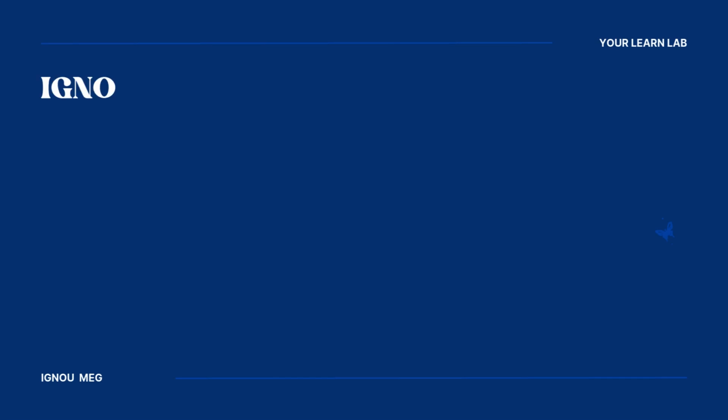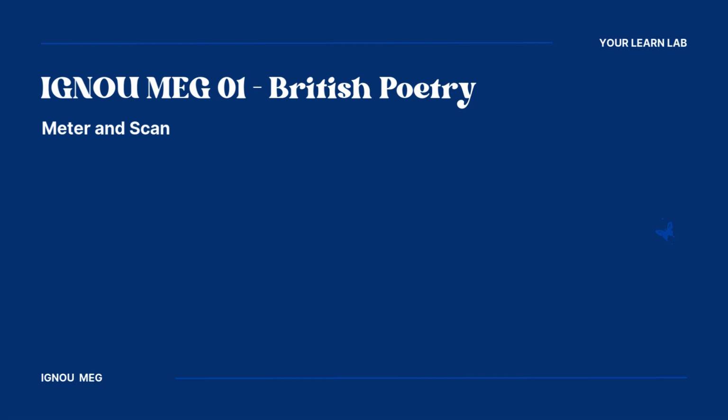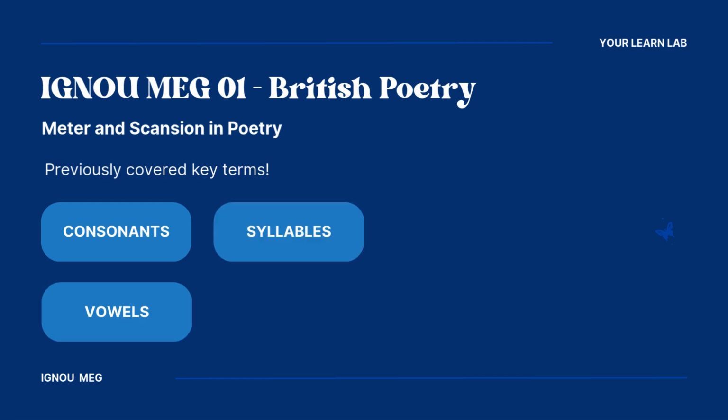Welcome to another video on IGNOU's MEG 1 British Poetry. Today we are diving into the fundamentals of understanding and analyzing poetry, meters and scansion. But before we jump in, just a quick note. If you haven't already watched my videos on consonants, vowels, syllables and stress patterns, I highly recommend you check that one out first. It lays the foundation for everything we are going to talk about today. I've linked it below in the description.